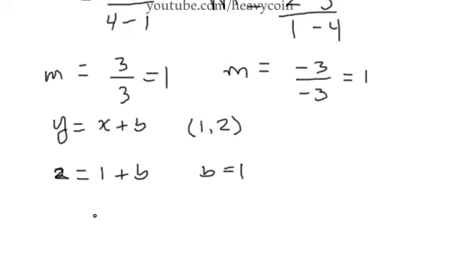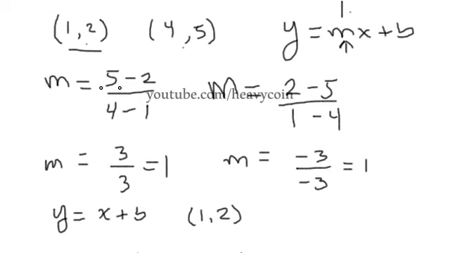So now that we know what b is, we can go ahead and write out our equation. It was y is equal to, m was 1, so we don't need to write that, and it's x plus 1. Now here's something that I haven't done yet, and that is, let's check this, okay?